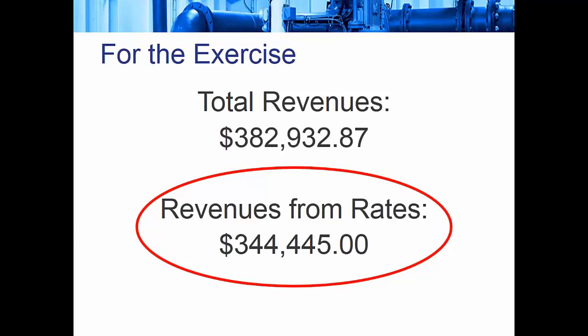So what we're going to do is look at a couple of different rate structures that are going to get us to this same number, $344,445. Once we do that, we'll pivot a little bit and say, all right, how would each of those different rate structures impact different types of customers living within Irvindale?